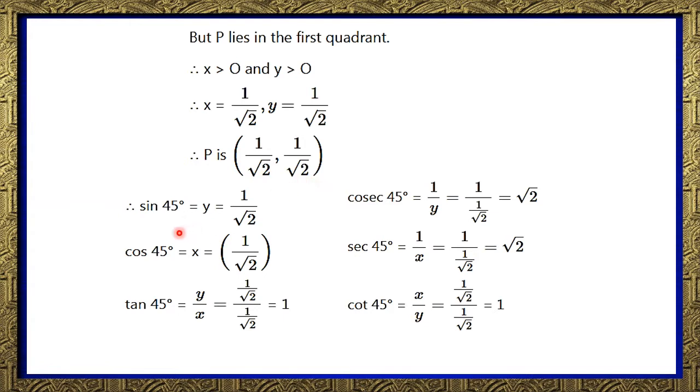So we can define the trigonometric ratios of 45 degrees as sine 45 degrees is y, which is equal to 1 upon root 2. Then cos 45 degrees is x, which is equal to 1 upon root 2 again. And tan 45 degrees is y upon x, which is equal to 1 upon root 2 upon 1 upon root 2, which is equal to 1. From these values we can directly define the reciprocal ratios. Cosec 45, which is the reciprocal of sine 45, will be root 2. And sec 45 is the reciprocal of cos 45 degree, so it is again root 2, and cot 45 is the reciprocal of tan 45, which is 1 only.